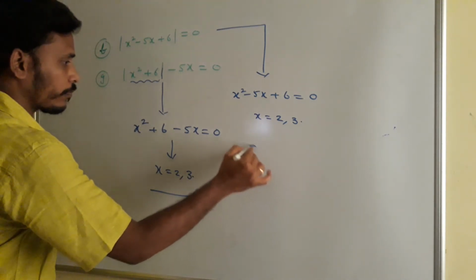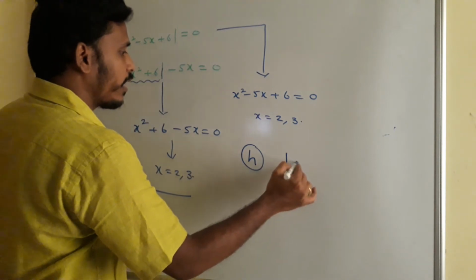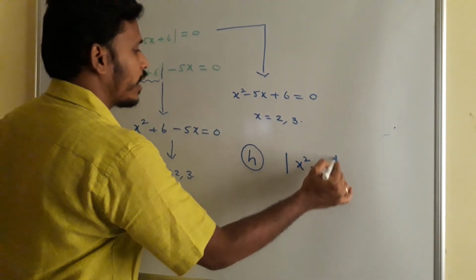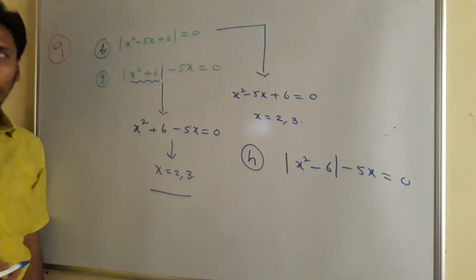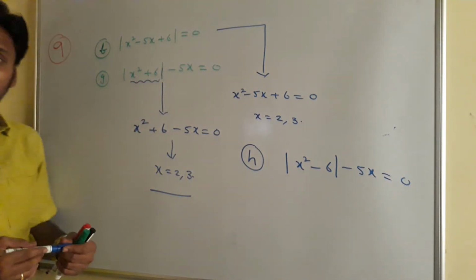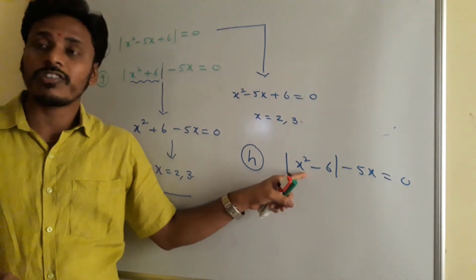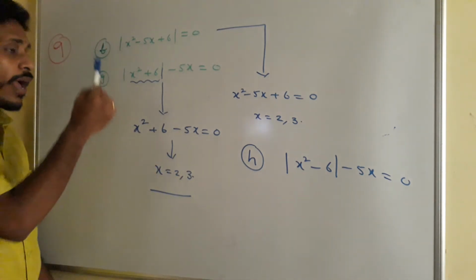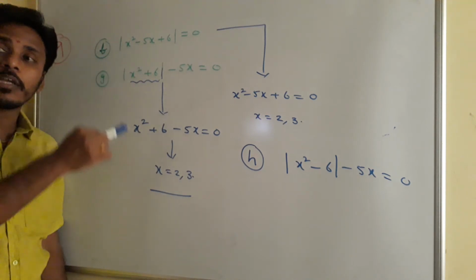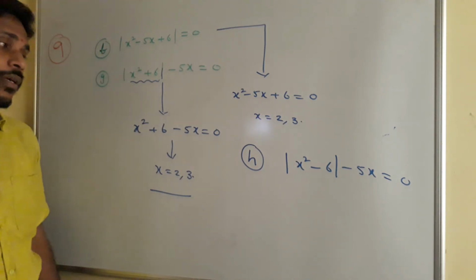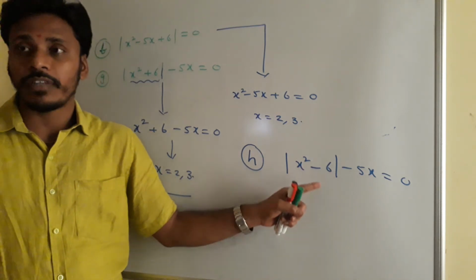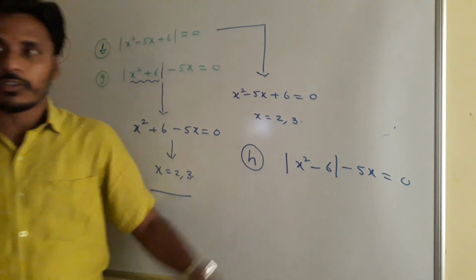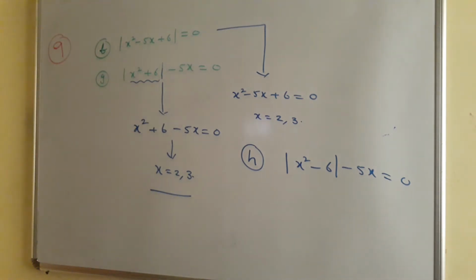Okay, h. Yeah, you may just take it that modulus of x square minus 6 minus 5x is equal to 0. Just try to solve that problem. Okay, here in this case, this x square minus 6 is not positive. In the previous case, x square is positive, 6 is positive, we are using plus sign, everything is positive. But here what to say about this x square minus 6? It is sometimes positive and sometimes negative, so how to solve it? Just have a look. First analyze f and g and then think about h, how to solve.